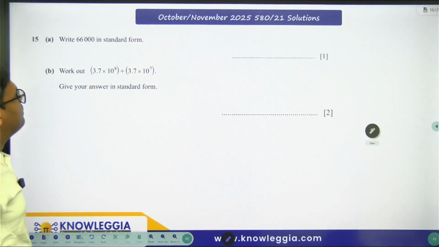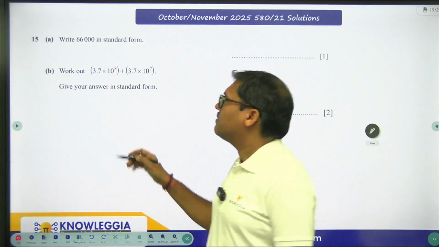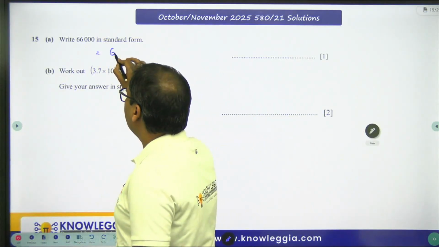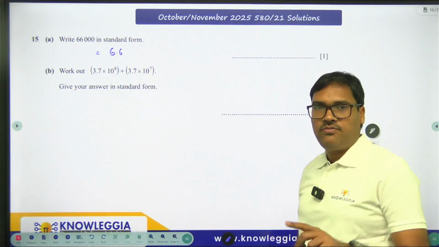Now, the standard form. I hope this one is easy. You can just write it in standard form as 1.66. If you're writing the standard form, the number has to be between 1 and 10.